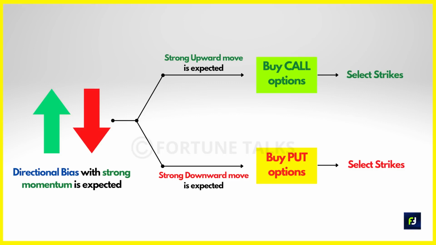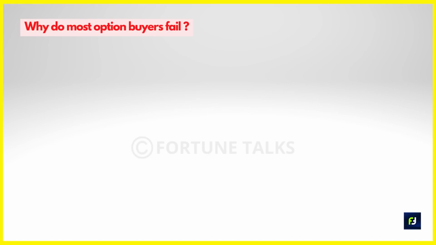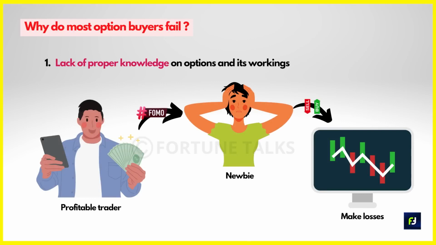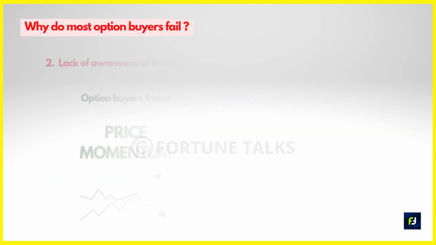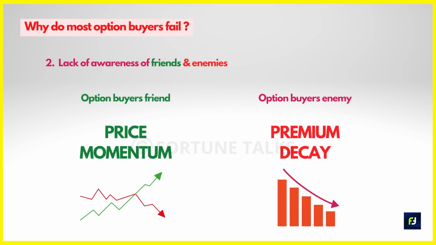Now these are all the good stuff when buying options. But if it was too easy, why do most option buyers fail terribly in the market? Why do 80% of them lose all their capital within a few days or weeks? Let me tell you why. The first and foremost reason is the lack of proper knowledge about the world of options. When you see someone making a killing out of the market, making lakhs and crores within days or weeks, you instantly get the fear of missing out, and you step into the market with hard-earned money only to see it burn. The second reason is the lack of awareness of who your friend and enemy is. See, when you are an option buyer, momentum is your friend and premium decay due to theta is your enemy.